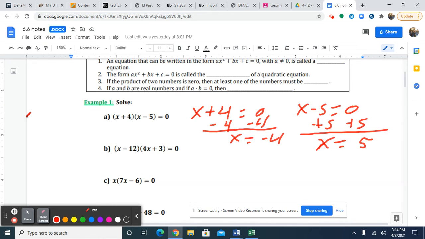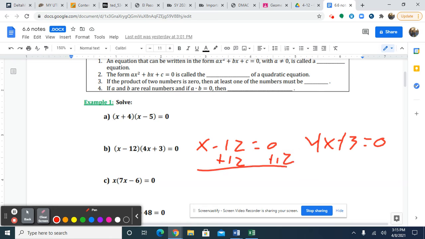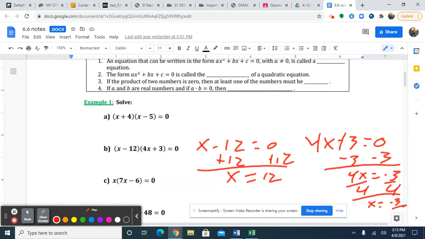All right, now we got x minus 12 and 4x plus 3. Same concept. Let's set this equal to 0. We're going to add 12 on both sides. x is going to be equal to 12. We're going to subtract 3. And then we still have that 4, so we're going to divide both sides by 4. x is going to be equal to negative 3 over 4. So our two answers are x equals 12 and x equals negative 3 over 4.